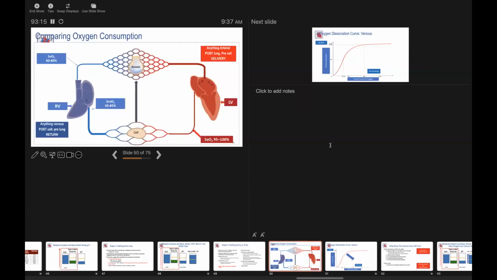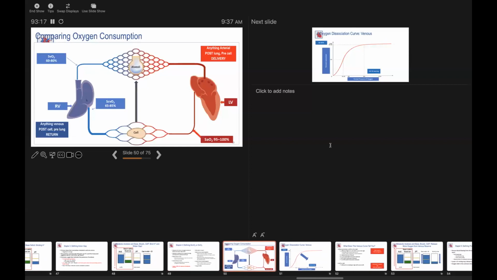Okay, my friends. So now let's take another look at a visual. SaO2 90 to 100%, SCVO2 65 to 85%, SVO2 60 to 80%. I'm looking at what went out, SaO2, to what returned. And the number just depends on where I measured it. And in general, we're just going to use the general rule of thumb, 60 to 80%.